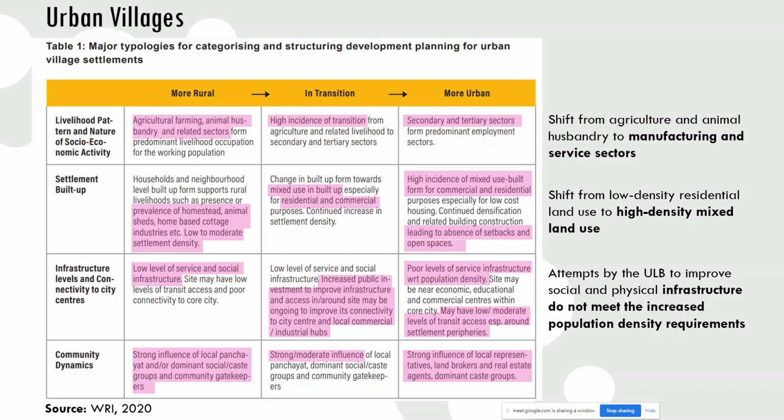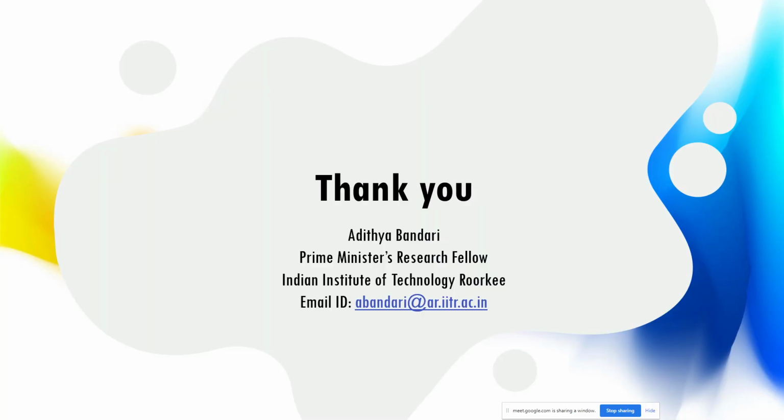But still, the population grows at such a high rate, and the density is so high. The population density requirements usually are not met by the huge investments made by the urban local bodies in order to address the social and physical infrastructure services in the urban villages. And finally, in urban villages, the people who have some kind of accountability with respect to the land management, the land brokers, local real estate agents, and the local representatives, they usually have some kind of influence in the urban villages.